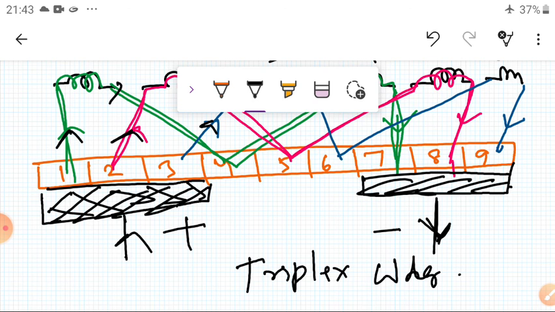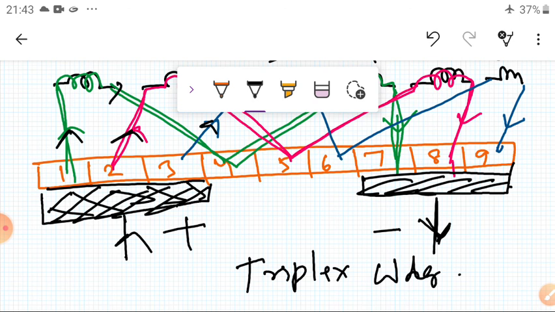Okay, so progressive winding is, if the difference between the back pitch and front pitch is 2, then the winding is known as the progressive winding. YB minus YF is equal to 2, that is the winding is going from the left to right in progressive. Whereas if the front pitch is greater than the back pitch, that is YF minus YB is equal to 2, then the winding is going from the right to left, that is known as a retrogressive winding.